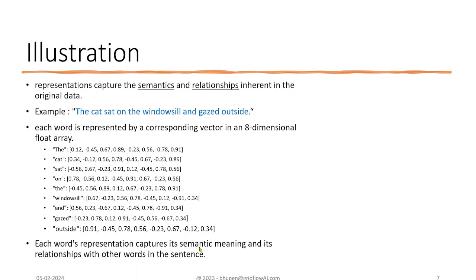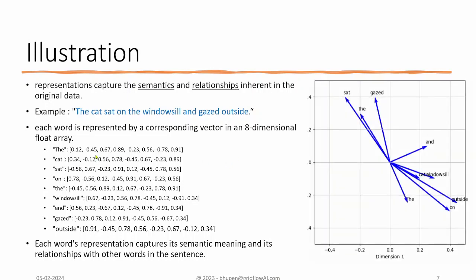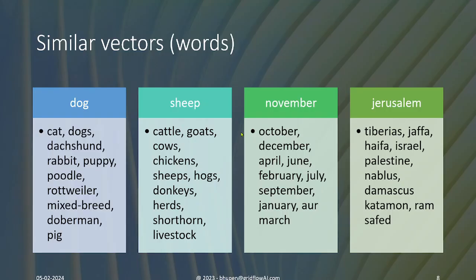The key idea is that the words which are semantically similar should be aligned in the vector space. For example, if you think the words sat and the are used together, then the vector representation should actually reflect that. That's the basic idea of word embedding.